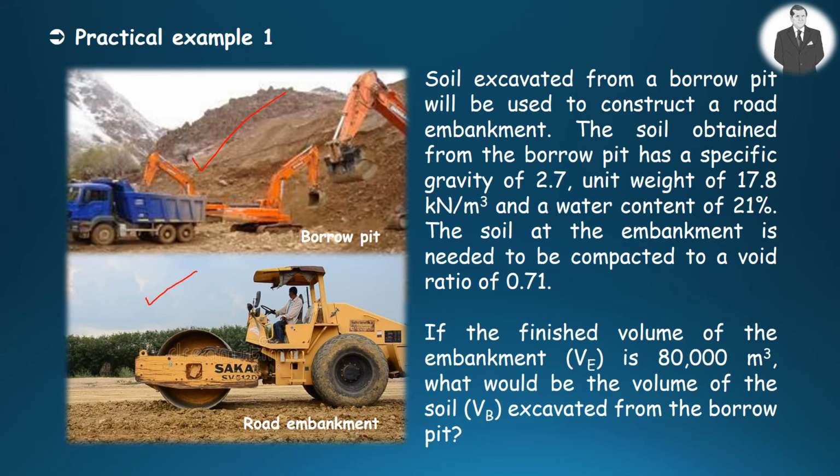The soil at the embankment is required to be compacted to a void ratio of 0.71. If the completed volume of the embankment is 70,000 cubic meter, what would be the volume of the soil excavated from the borrow pit? It sounds a little bit tricky, doesn't it?